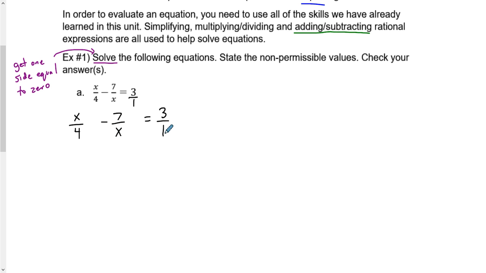4 times x times 1 is 4x, which means the only thing that this rational expression is missing is an x. This rational expression is missing the 4. And this rational expression, because its denominator is 1, it would need the 4 and the x.